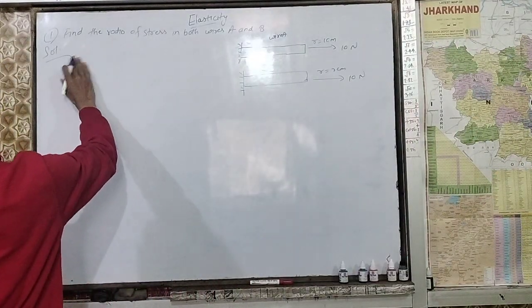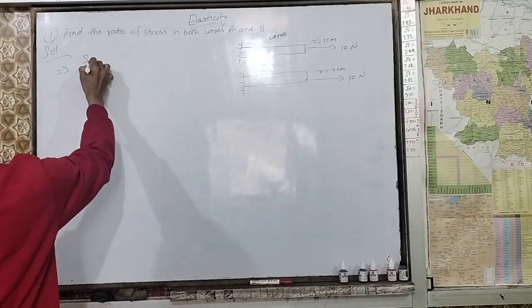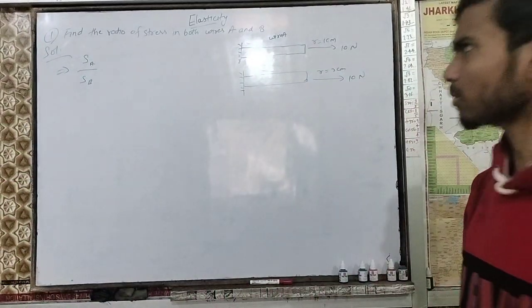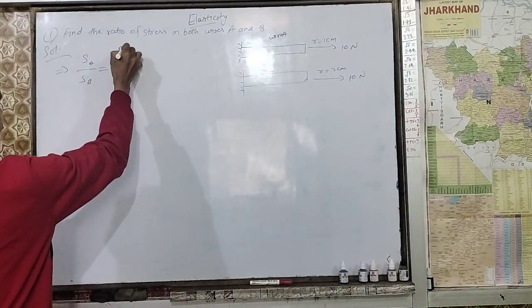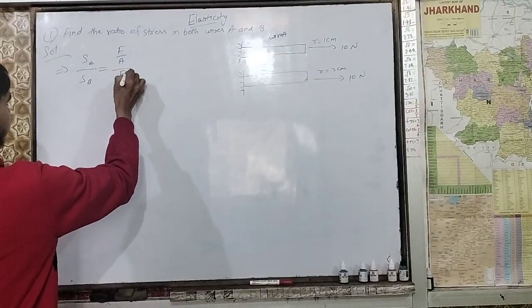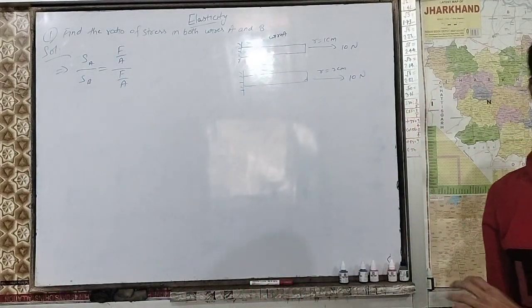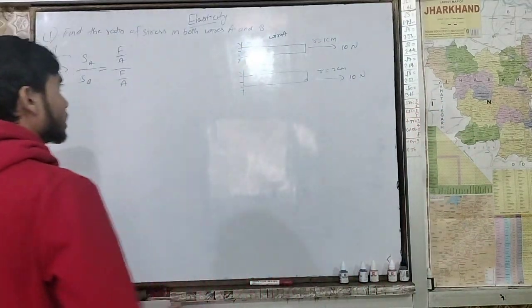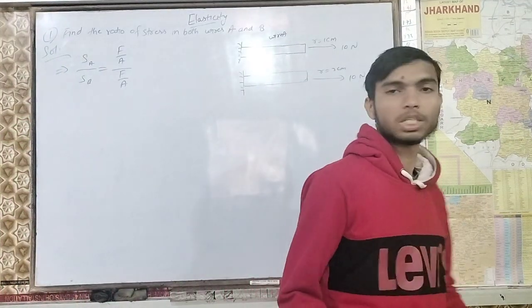You can take the first wire, stress A and stress B. Stress of wire 1, stress of wire 2. And just put the value of stress, F upon A. Since you will have to consider this as an equilibrium, the situation is at equilibrium. Then we can say restoring force is equal to external force.